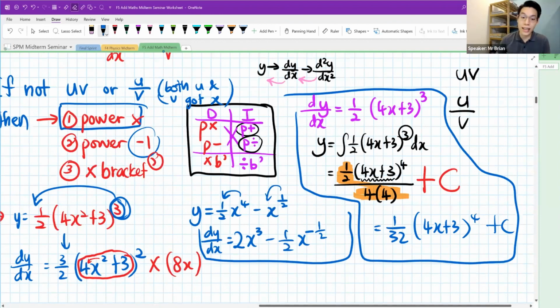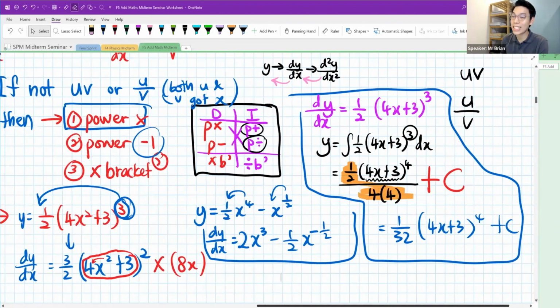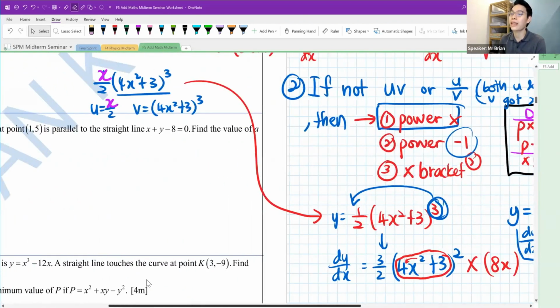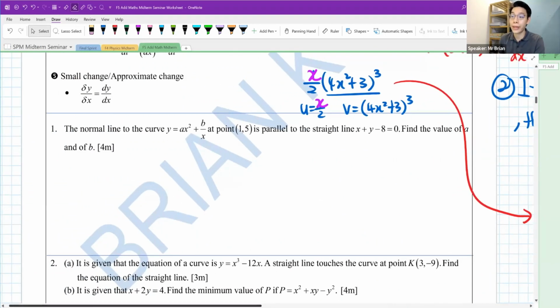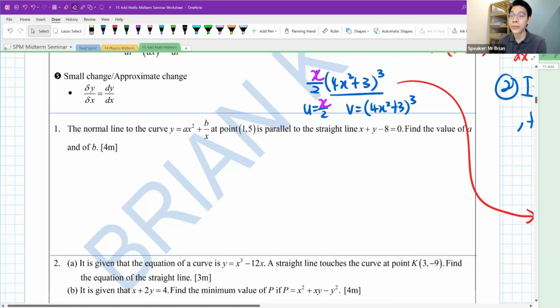Okay, sorry, a bit messy. Now let's start to do our questions. I am assuming that everyone is okay with integration and differentiation because we will now go straight away and do some application already. Okay, question number 1.